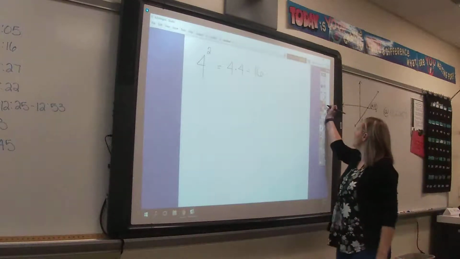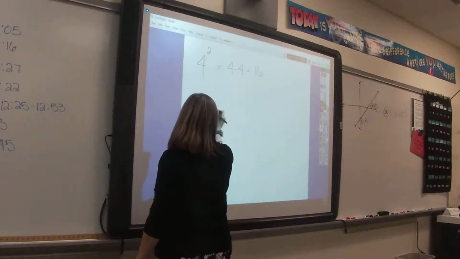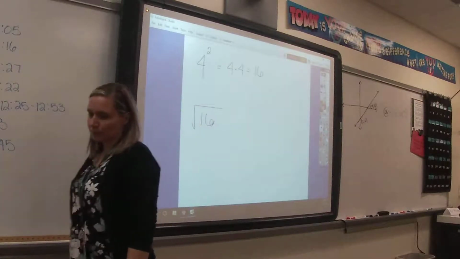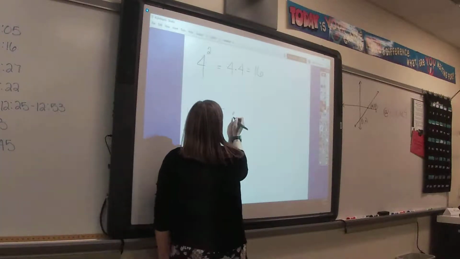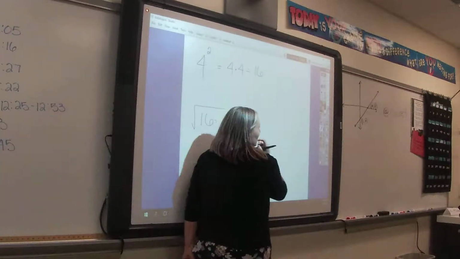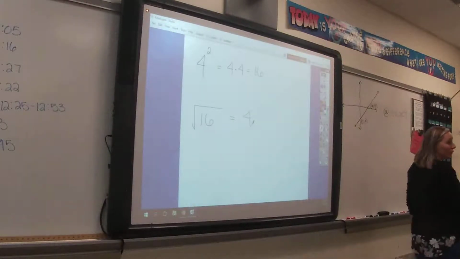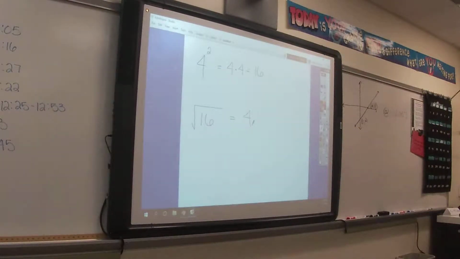How do we read this? Square root of 16. The square root of 16? What is the square root of 16? 4. How do we know that the square root of 16 is 4? Because 4 times 4 is 16. Do we know that those are inverse operations of each other?